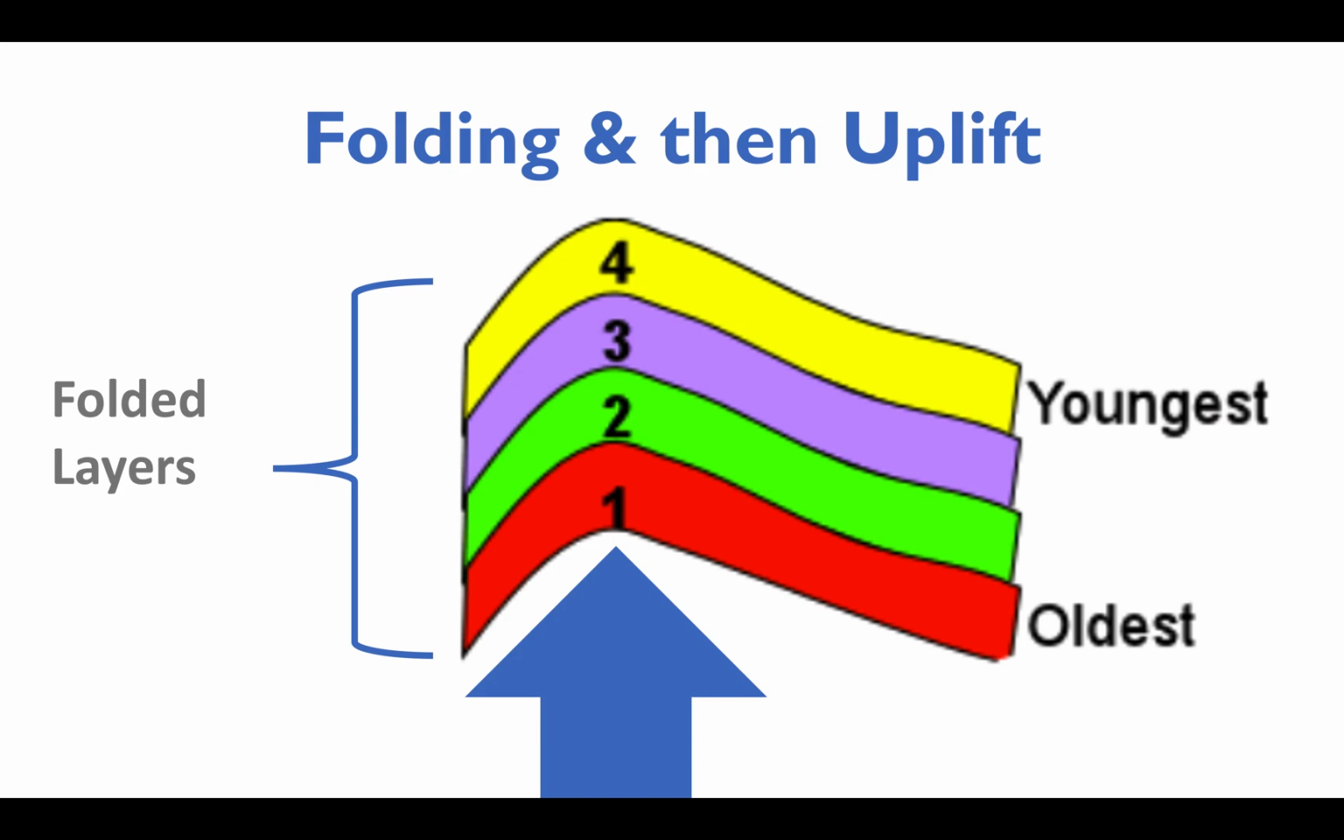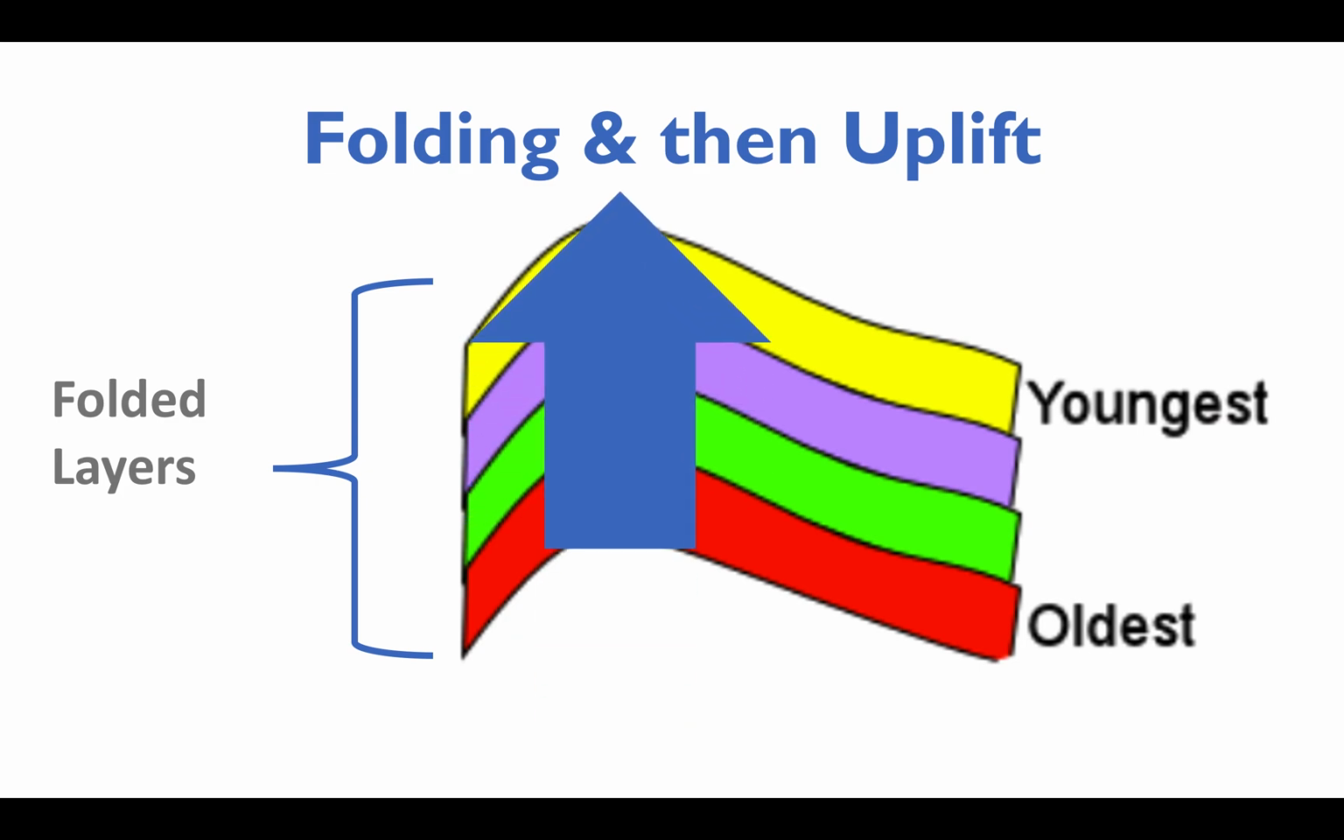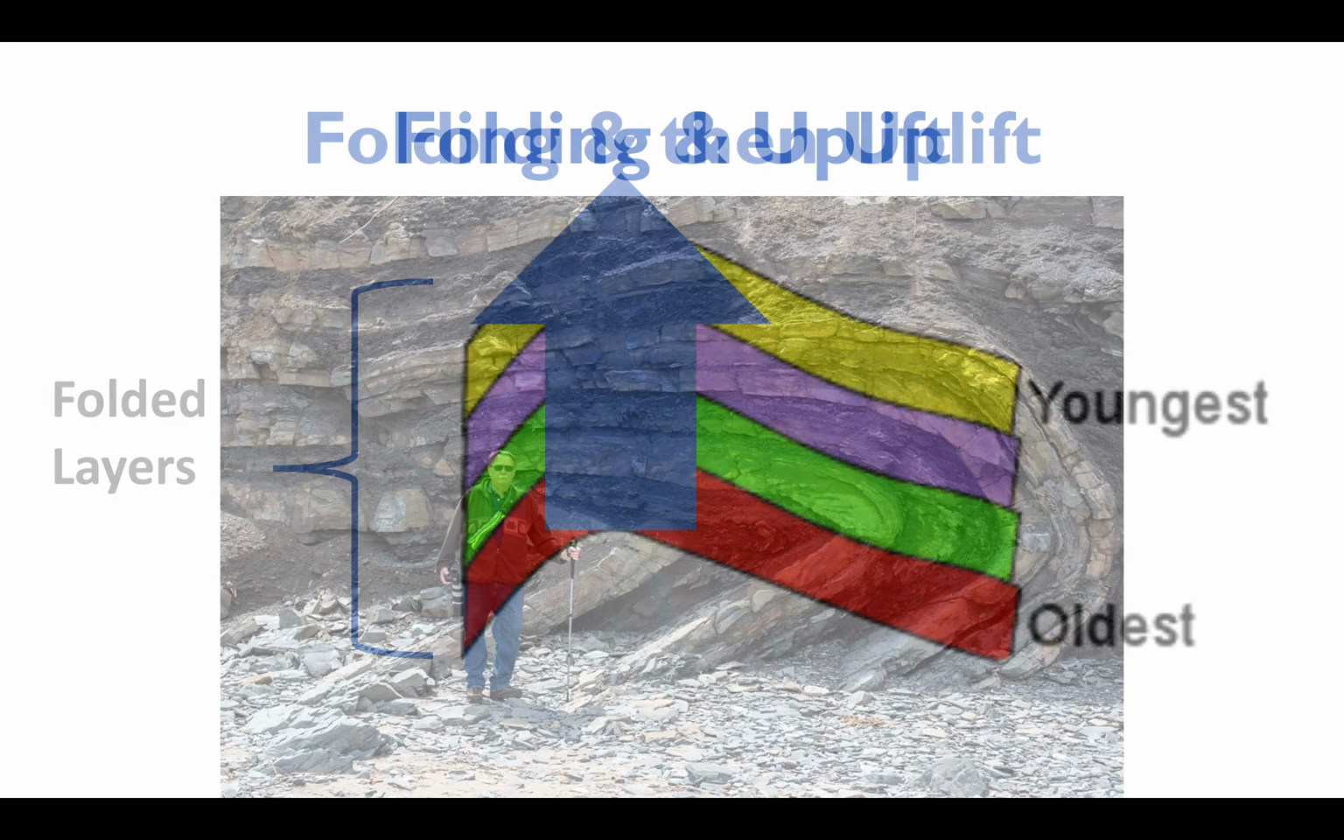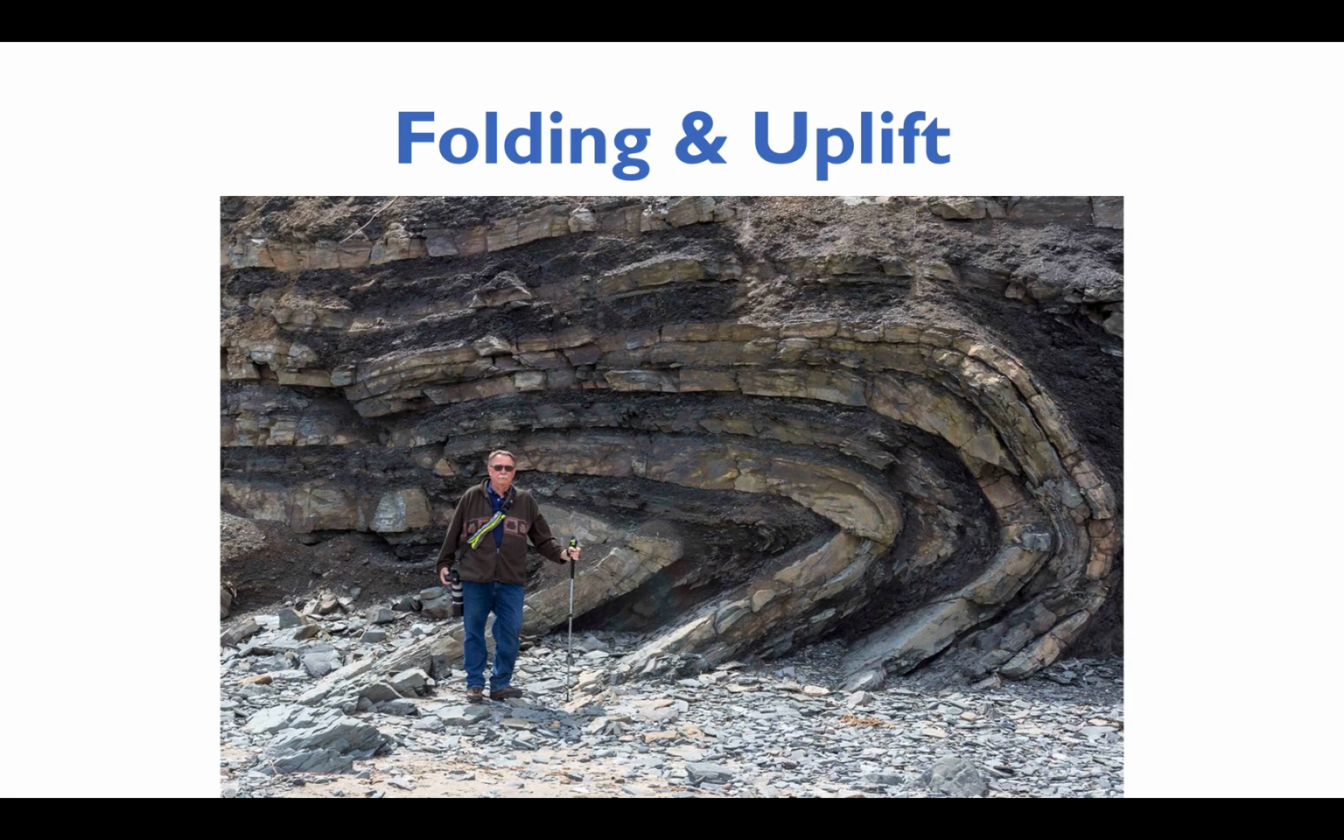Another piece of information that's important to understand is the process of folding leads to this process of uplift. Once these rock layers are folded, they get pushed higher up into the environment, so folding and then uplift will follow. Here's an example of folding in real life. If you look to the right of the man in the picture, you can see that the rock layers are curved. They're not perfectly horizontal, and this is because of a mountain building event, which ultimately led to uplift.